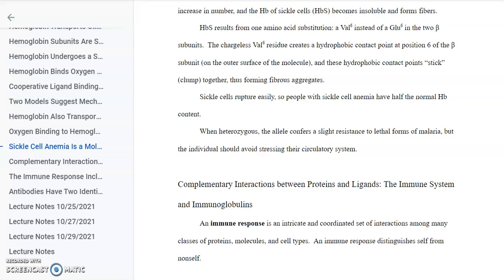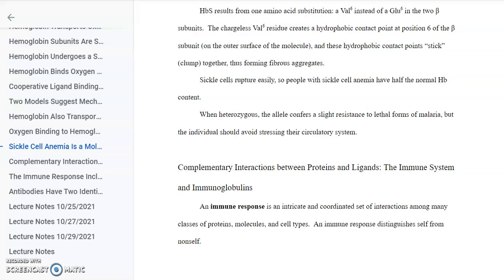The chargeless valine 6 residue creates a hydrophobic contact point at position 6 of the beta subunit on the outer surface of the molecule, and these hydrophobic contact points stick or clump together, thus forming fibrous aggregates. Sickle cells rupture easily, so people with sickle cell anemia have half the normal hemoglobin content.